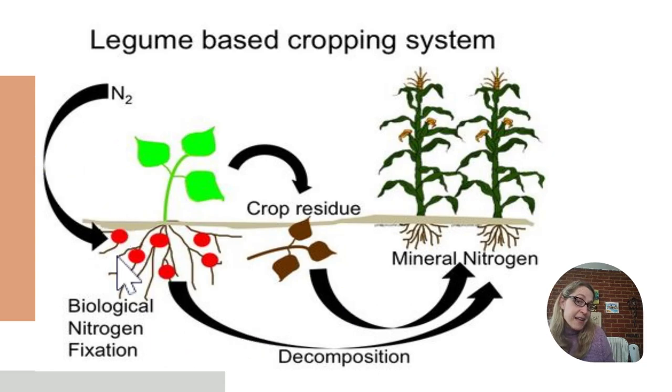Okay. So here again, really good picture for you guys of that legume-based cropping system, right? We see the nitrogen gas from the air. Remember that nitrogen cycle, right? These little bubbles or nodules on the roots help to fix the nitrogen and put it into a form that the plants can actually reabsorb and use.